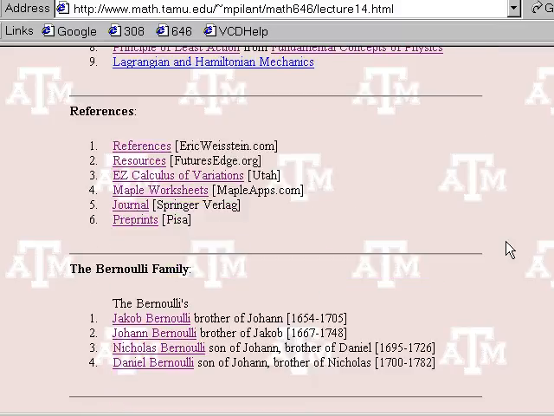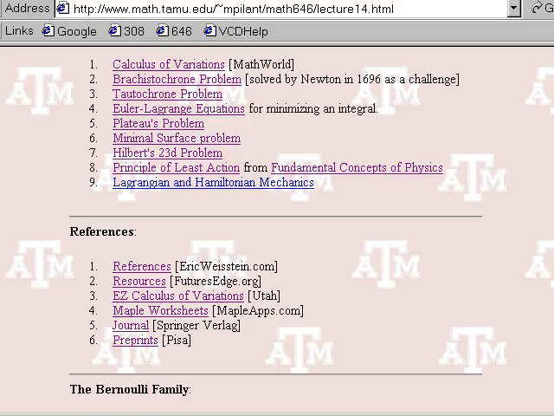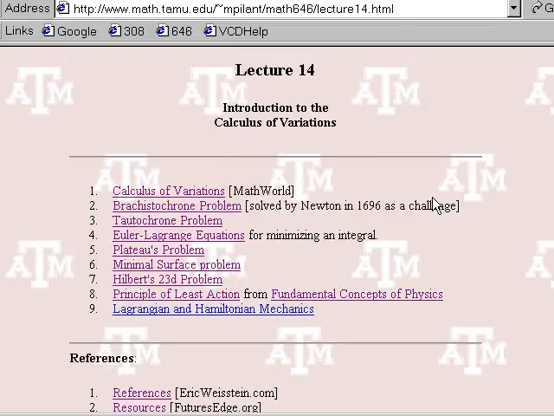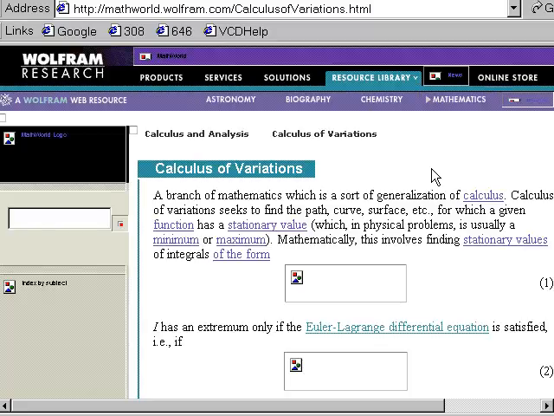Where it ties into the course very nicely is in this dialogue of the Bernoulli brothers with Isaac Newton. One of the original calculus of variations problems was posed as a problem to Newton in 1696, and he was the first one to correctly formulate it and solve it. So what I'd like to do today is look at the background of the calculus of variations.